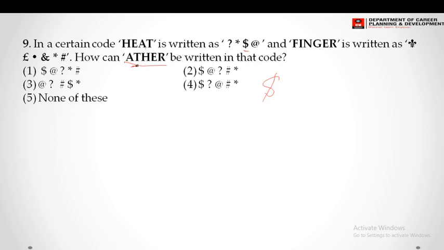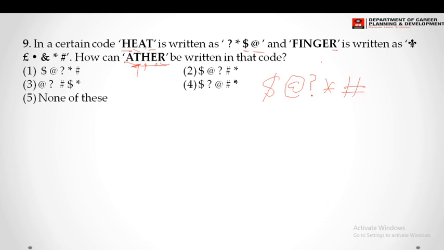After A, the next symbol is T. T is last. Last means at the rate. Then the first one is H, and this third one is H. So H is, according to the first one, question mark. Then the next one after H is E, and H is this E. So the code of E is star. Then the next one is R, the last one is R. So R in FINGER is the last one. R is as.